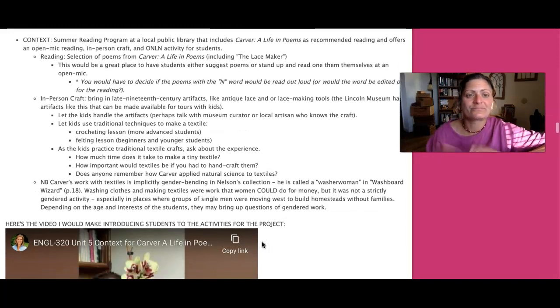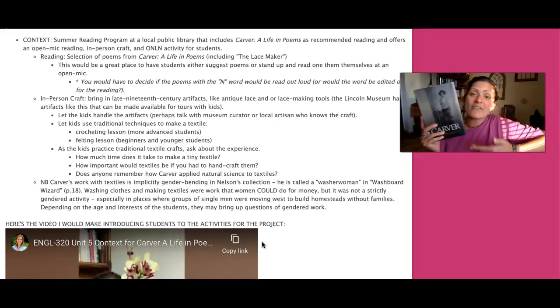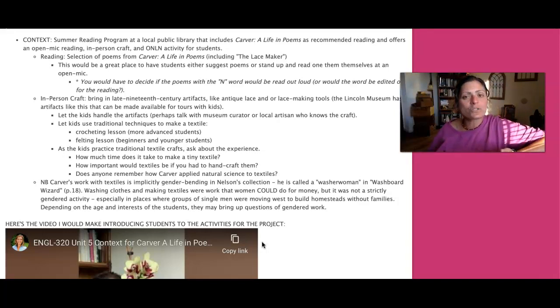But here's the context. We have a summer reading program at a local library, and this is included on the list for students, and it should have age-appropriate listings. It should probably also have some content warnings so that parents are aware of the language and the very real, very heavy historical reality that's tied to some of these award-winning poems. And I think these poems are so readable that it would be excellent for an open mic.